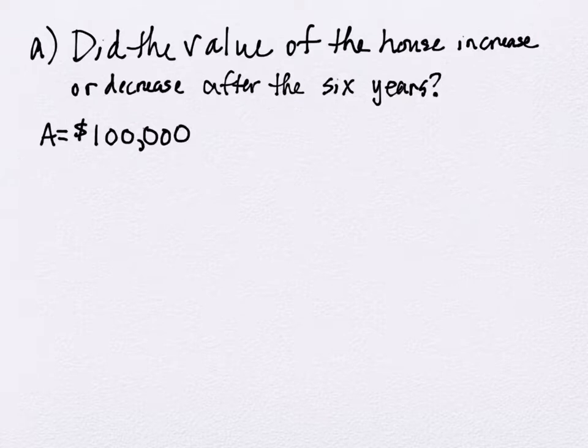So if the house is worth 100% this year and it goes down 10%, how much is it worth of the original 100% next year? Not value, percent. 90%, right? If it goes down 10%, it's worth 90% the following year. So after year 1, I have my $100,000 house, and I can multiply that by 0.9, right? That's 90% as a decimal, 0.9. How much would I have for the value of the house after year 1?